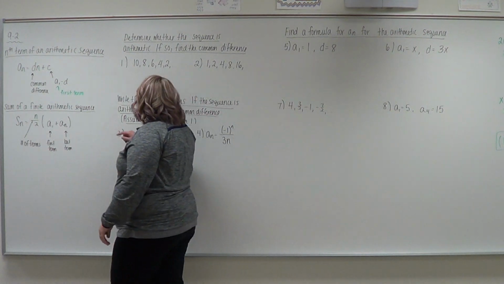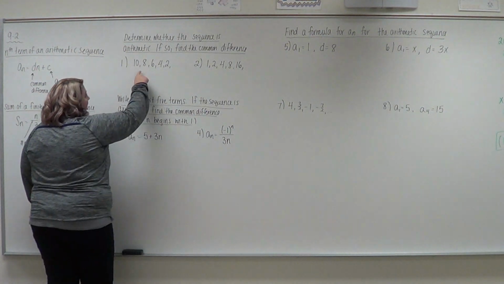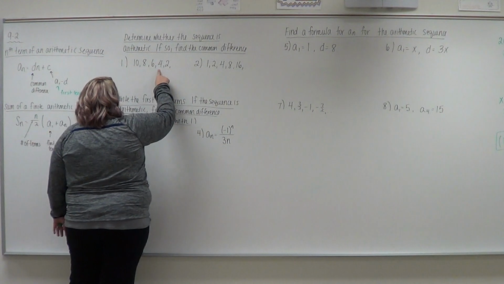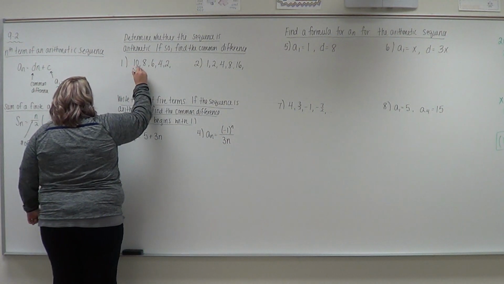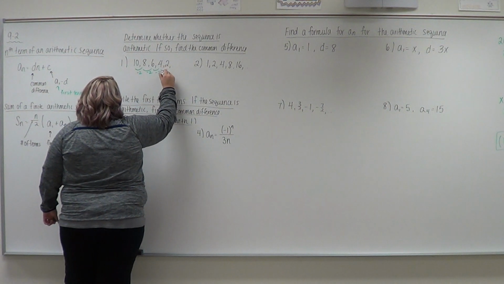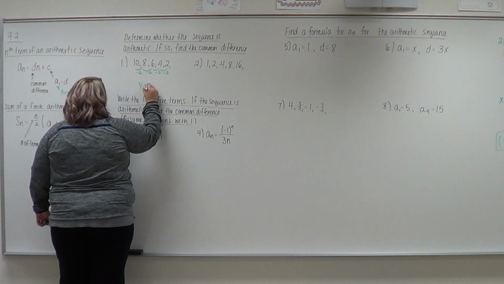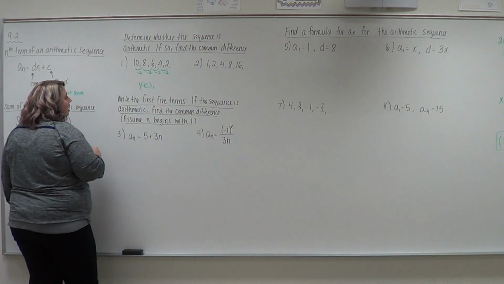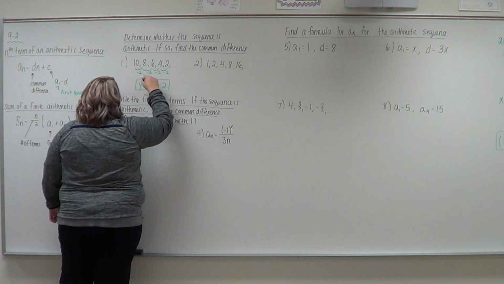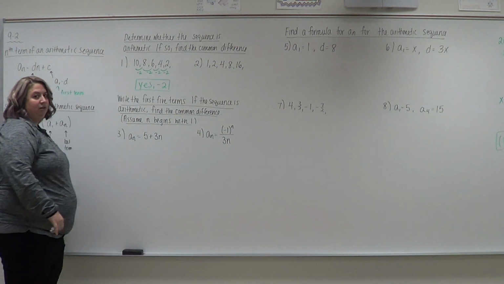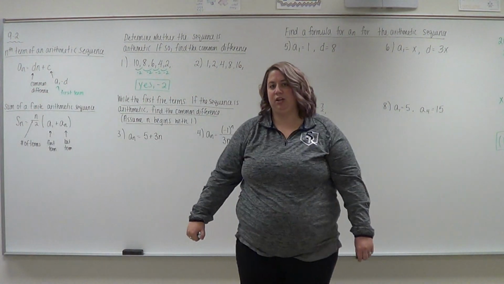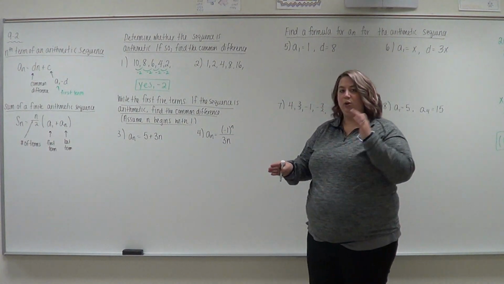If I'm looking at number 1, I start at 10, then I go to 8, so I'm subtracting 2. Then I go to 6, subtracting 2. If this is the same number every single time that you're adding or subtracting, then it's an arithmetic sequence. So this would be yes, and my common difference would be -2, whatever number you are adding or subtracting. Multiplying, that's not arithmetic, that's geometric. These are literally only adding or subtracting.